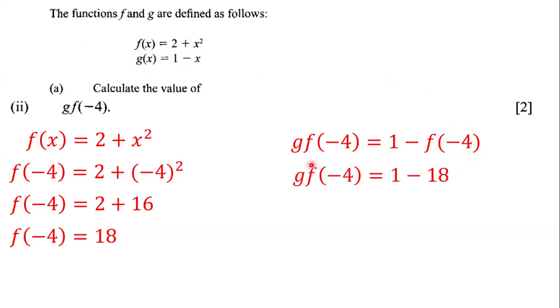And so we have g of f of x. I'm sorry, here we have g of f of negative 4. That's going to be equal to 1 minus 18. And 1 minus 18 is negative 17. So that means that g of f of negative 4 is equal to negative 17. And that's the answer to this question.